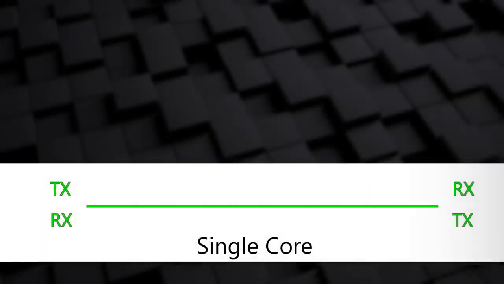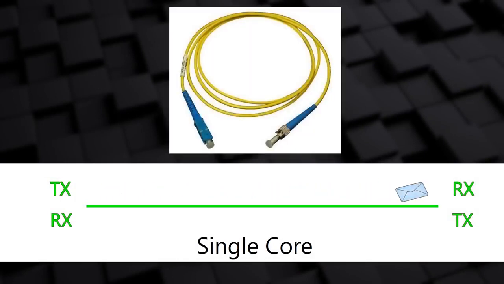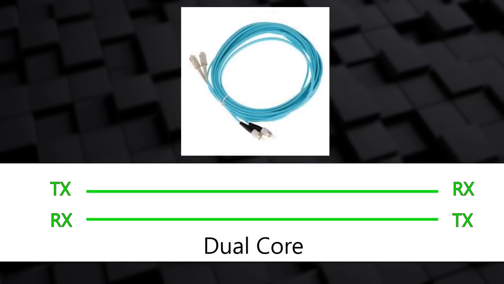There are 2 different ways that fiber can be used. First, you can use single core only. This operates in half duplex mode, as it can't send and receive at the same time. The other option is dual core. This is full duplex, as one core is dedicated to sending and one is dedicated to receiving.